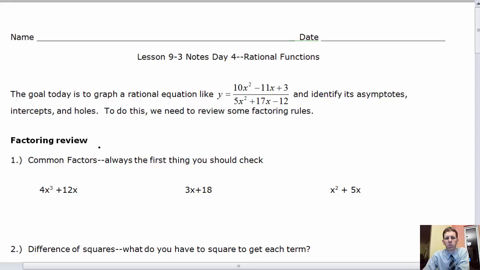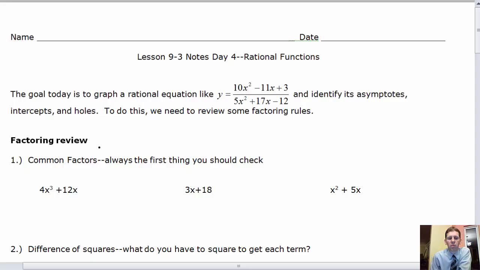These are the Lesson 9.3 notes, Day 4 on rational functions and graphing rational functions. The goal today is to graph a rational equation like the one you see right here, y equals 10x squared minus 11x plus 3 over 5x squared plus 17x minus 12, and identify its asymptotes, intercepts, and holes. And hopefully by the end of this unit, you'll be able to do that even without a calculator. But to do this, we need to review some factoring rules first.